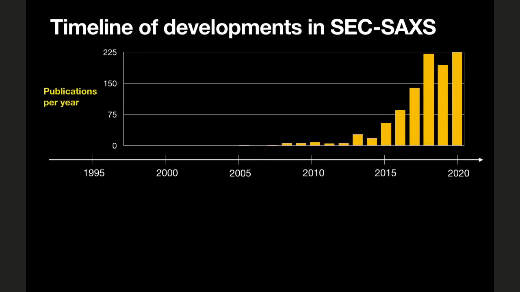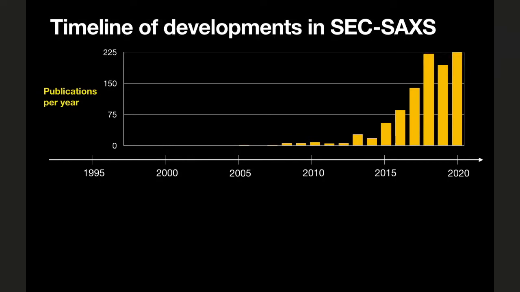This is the publications that mention SEC-SAXS. You can see it's really taken off in the last 5 years or so. And this is becoming one of the standard techniques that everyone does now when they have a new sample to look at. I'm just going to go through this timeline and point out a few key dates.